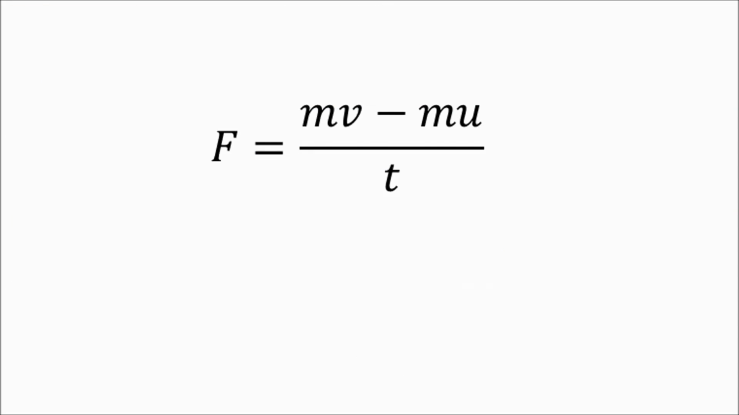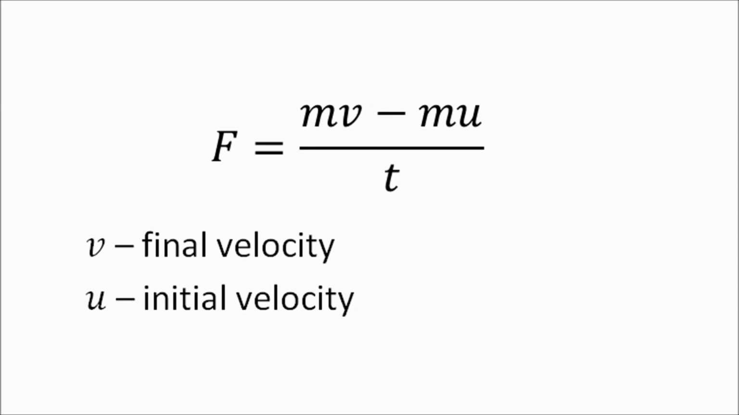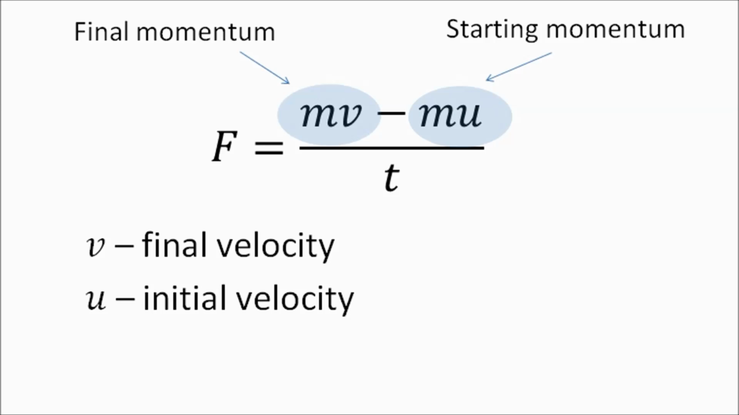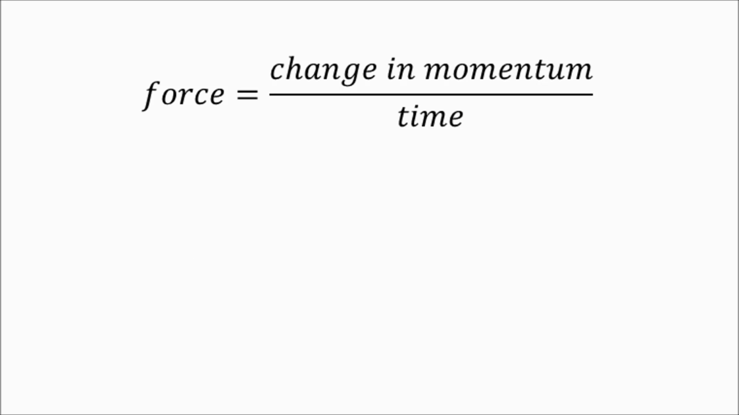Okay. Here's another equation. Now this is an equation that relates force with change in momentum and time. So the v here is the final velocity, and if you multiply this by mass, you get the final momentum. The u is the starting velocity, so this time m multiplied by u is going to give us the initial momentum. And the final momentum minus the starting momentum is going to give us the overall change in momentum. And let's have that in words instead of symbols. There's the equation. Force is change in momentum divided by time.